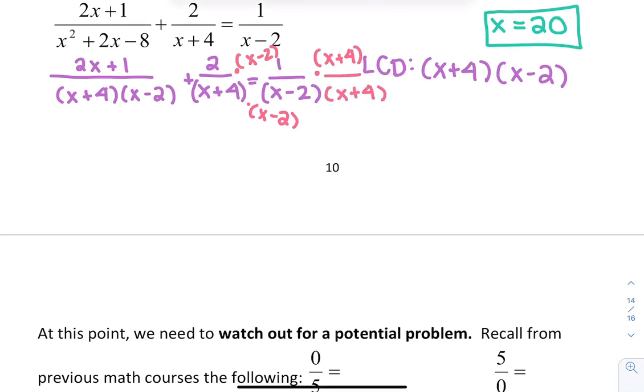Now that we have the same denominators, I'm able to just focus in on the numerators. So I'm going to just write the numerators now.